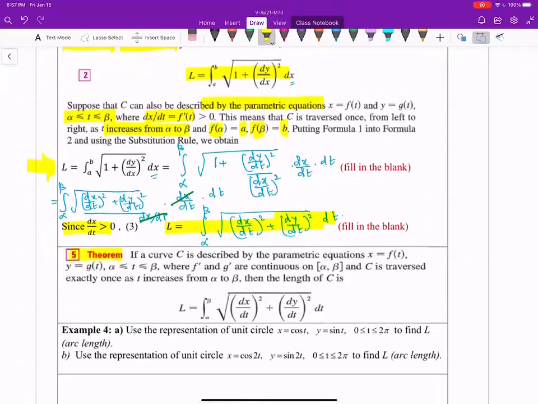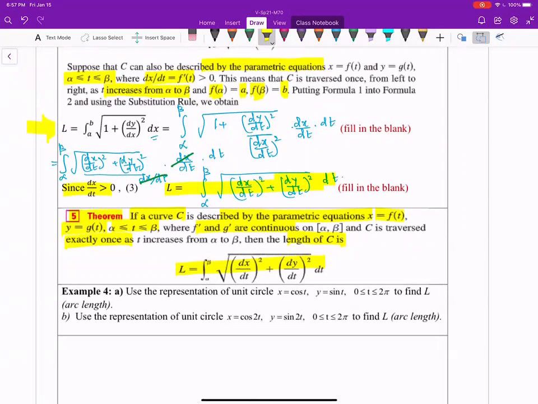So we state that as a theorem. If a curve C is described by the parametric equations x equal to f of t and y equal to g of t, and t lies between alpha and beta, where f prime and g prime are continuous on the closed interval alpha beta, and C is traversed exactly once as t increases from alpha to beta, then the length of C is L equal to integral alpha to beta square root of dx over dt the whole square plus dy over dt the whole square dt.